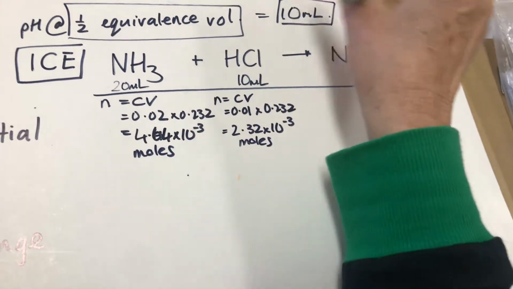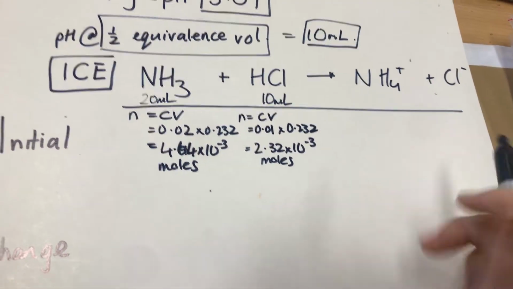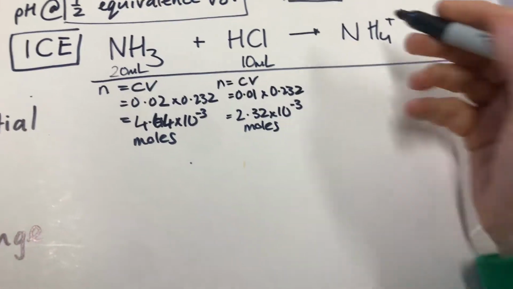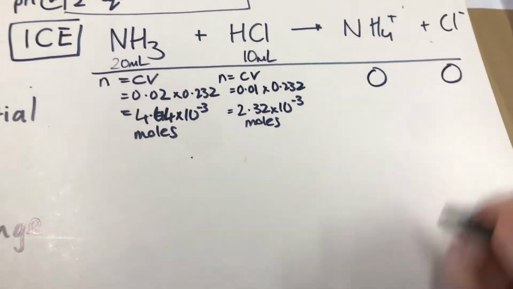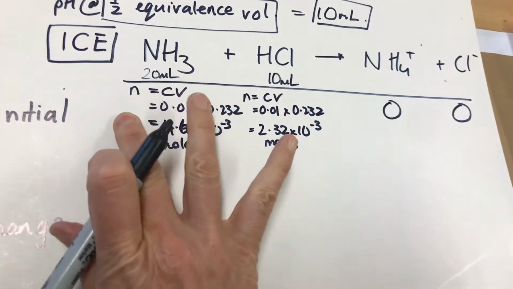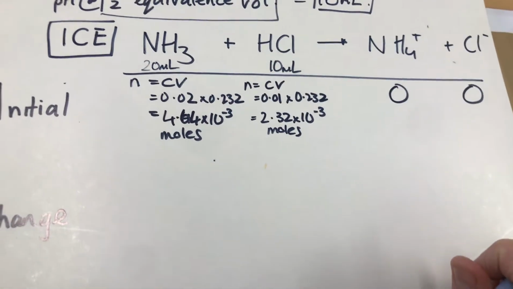Okay, so imagining that I'm at this point, but I haven't yet added them together. So at this point, I haven't actually added them in my mind. So I've got 0, 0, and 0. I haven't made my products yet. Okay, so what did I have in 20 mils of that? What would I have in 10 mils of that? And I haven't made my products yet.